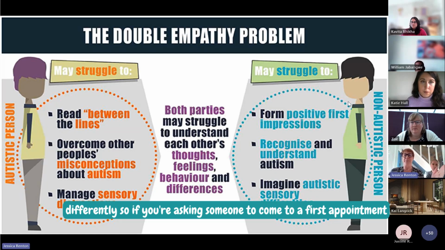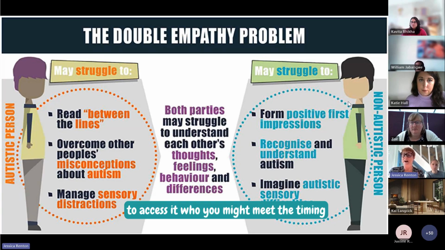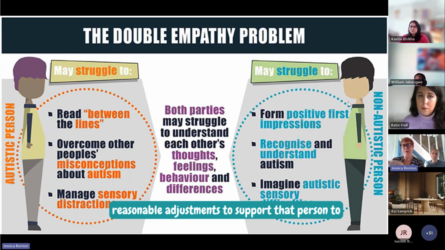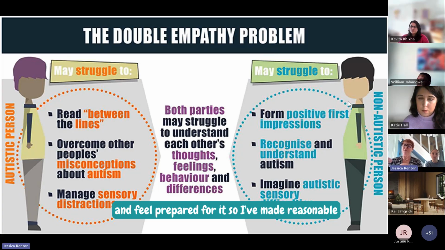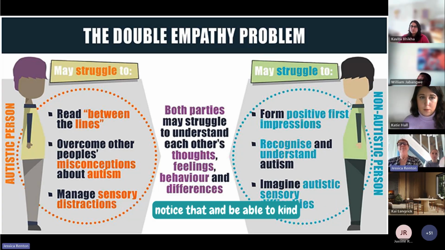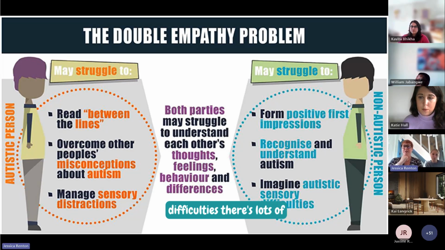So if you're asking someone to come to a first appointment, if I send a letter with a picture of the venue, how to access it, who you might meet, the timing, what questions might be asked, I am making significant, reasonable adjustments to support that person to feel less anxious about that appointment. It's more predictable, it's clearer about what's going to happen, and hopefully they can then get to that appointment and feel prepared for it. So I've made reasonable adjustments, and the autistic person can then notice that and be able to work together. So you're taking steps to work closer together and get through some of those difficulties.